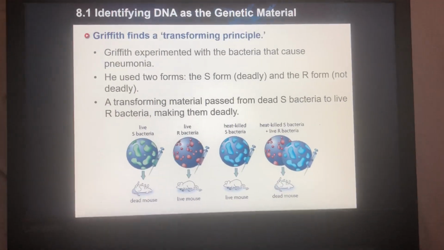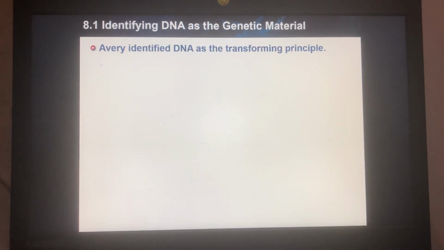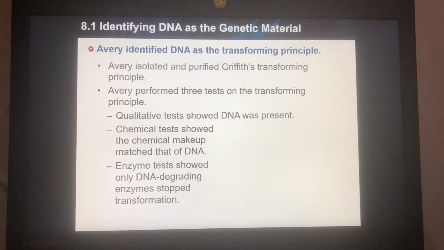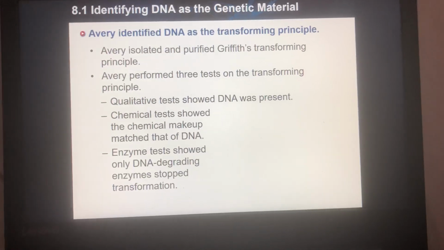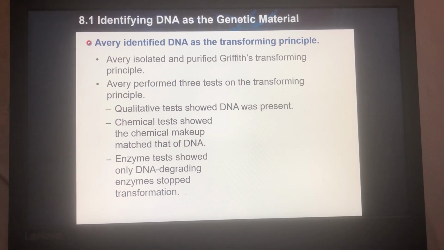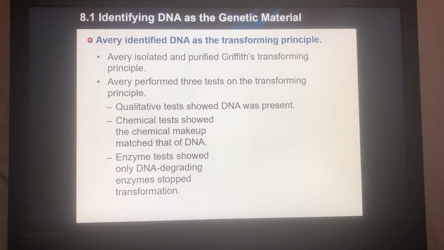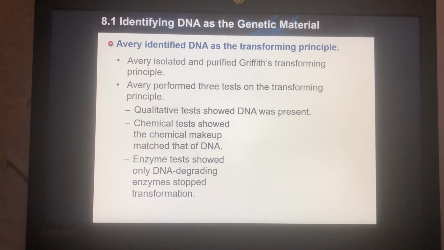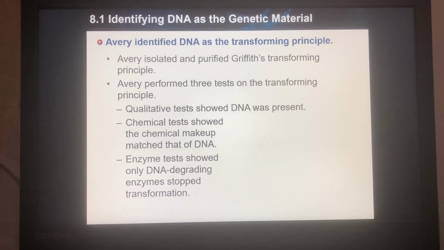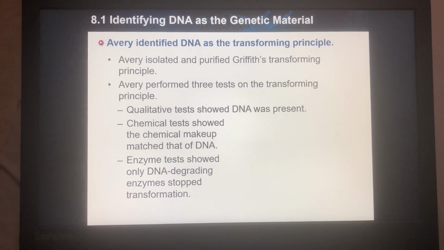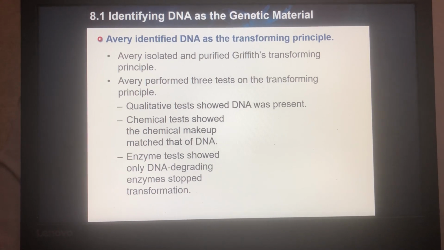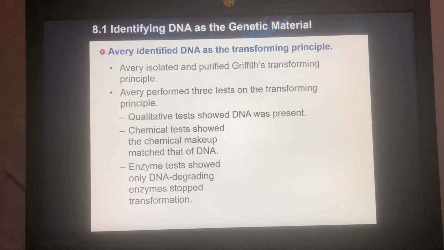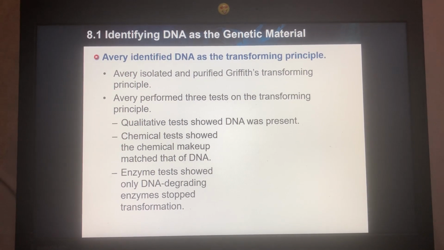Let's see the other scientist who started to test the transforming principle. He got the purified and isolated Griffith's transforming principle, and he started to do many tests on it to make sure what this transforming principle is. What's the nature of this transforming principle? This scientist is called Avery. Avery isolated and purified Griffith's transforming principle, as I told you, and he started to do many types of tests. The first test is called qualitative tests.